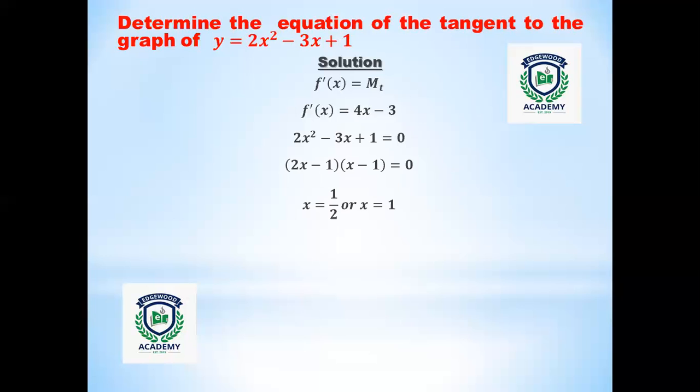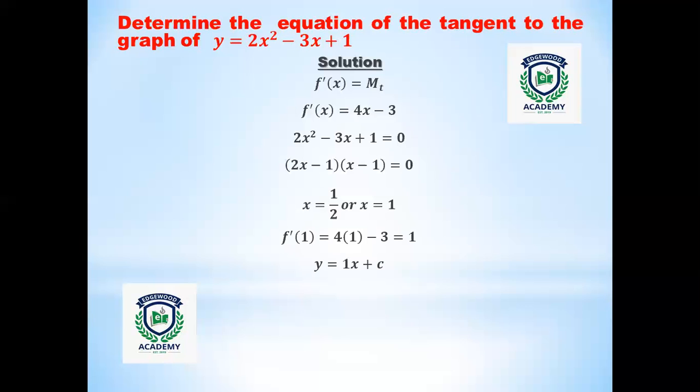x is equal to 1 over 2 or x equal to 1. Now, if you find the first derivative and you substitute x into the first derivative, the result that you're going to get is called the gradient. But if you take an x value and you substitute it into a normal equation or just f of x, once it is not a derivative, f of x stands for y. So once you substitute an x value into f of x, the result is a y value. But when you substitute x into the first derivative, the result is called a gradient.